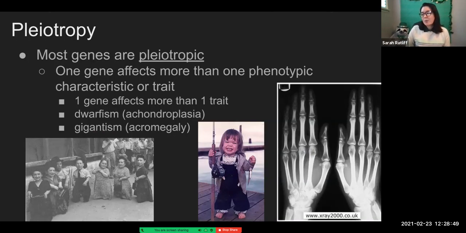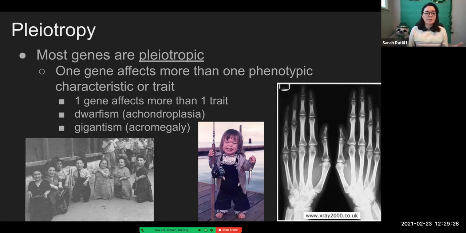All right, next up, weird word. This is called pleiotropy. Most of our genes are actually pleiotropic. This is when one gene affects more than one phenotypic trait. So two really obvious examples that I decided to choose were dwarfism and gigantism. They're kind of on opposite sides of the spectrum, but one trait of dwarfism or one trait of gigantism will change lots of different phenotypic characteristics.